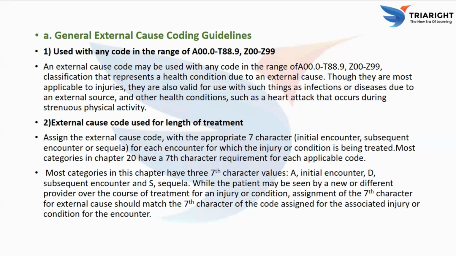So what are the examples? There is an example of the injury: concussion, and it is a fall on the same level. So you have to assign the code for concussion and also the code for fall on the same level. And the second one is external cause code used for length of the treatment.